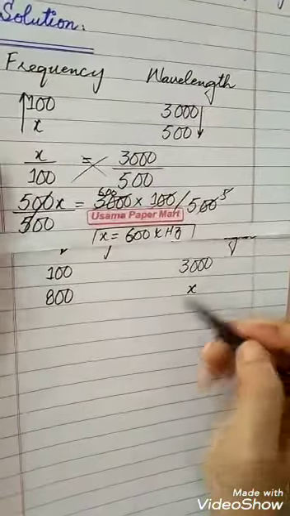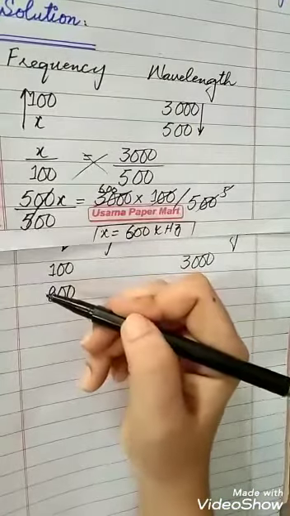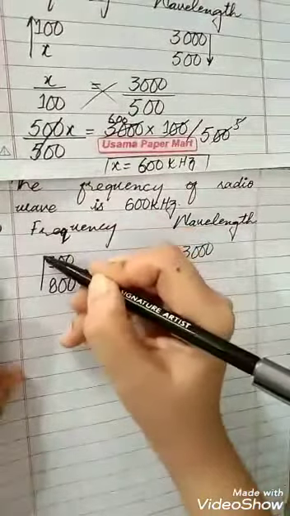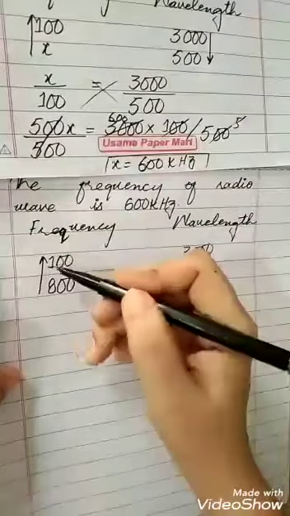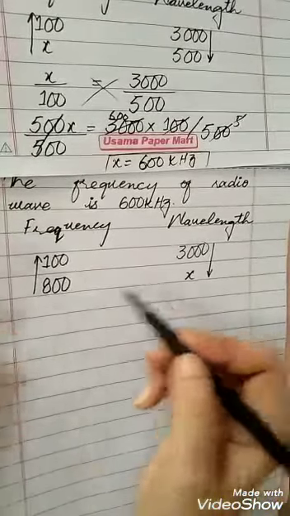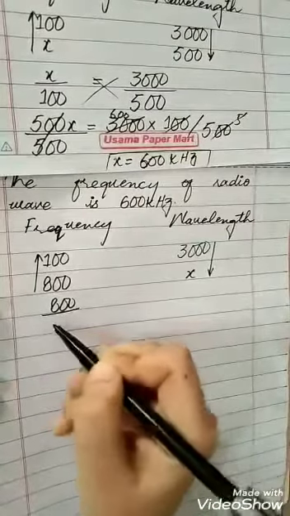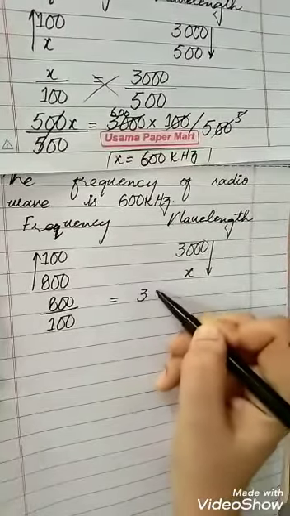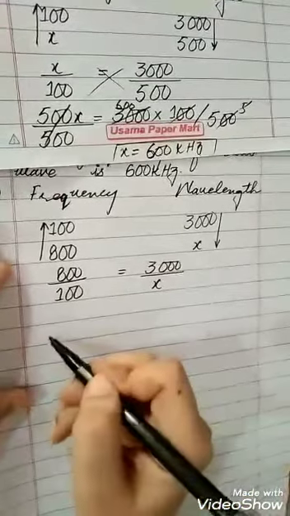Students, now we have to check whether it's increasing. So here the relation is increasing. We will put an arrow in the upward direction. Obviously, if here it is increasing, it will decrease here because the relation is inverse. So we will write 800 by 100 is equal to 3000 by x. We'll cross multiply now.